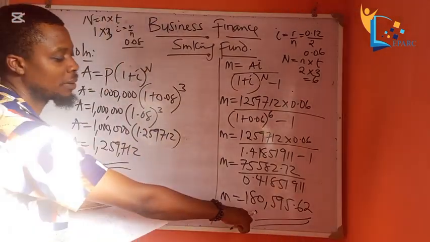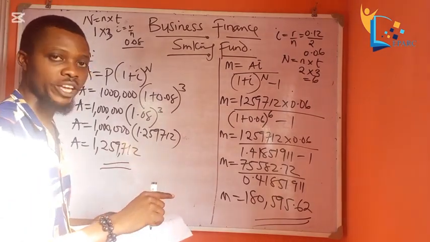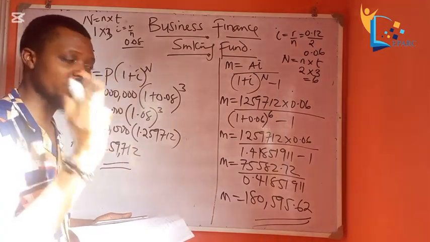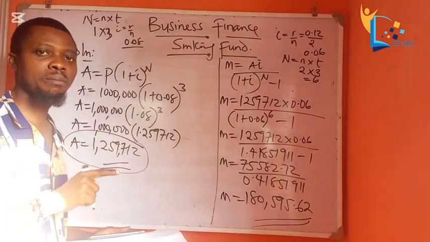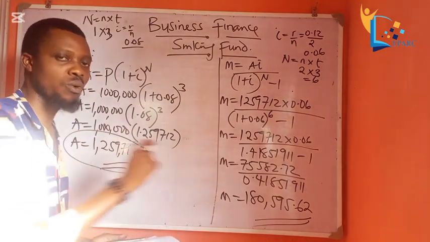So this is the amount that Mr. Chinedu is supposed to be paying in a sinking fund account, twice every year for 3 years before he can pay off this loan. So let's confirm by doing what we call the sinking fund schedule. Let's confirm if what we have is correct.